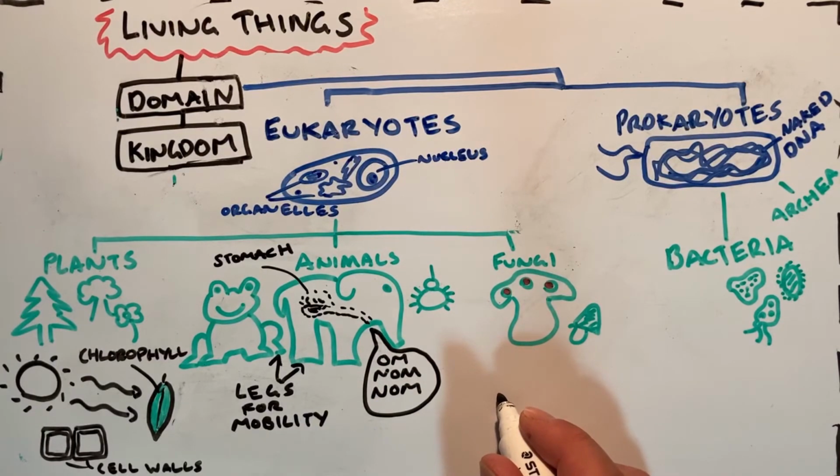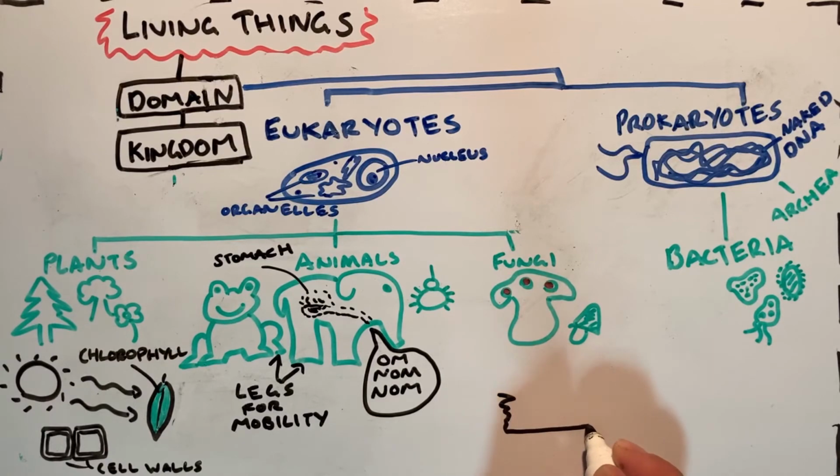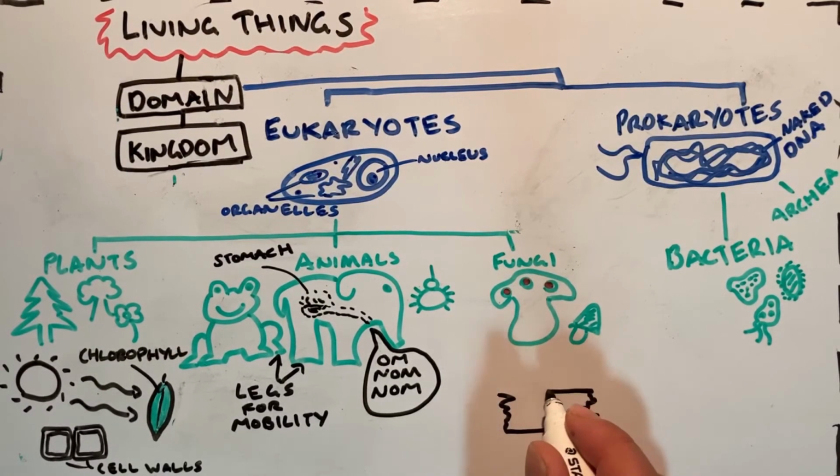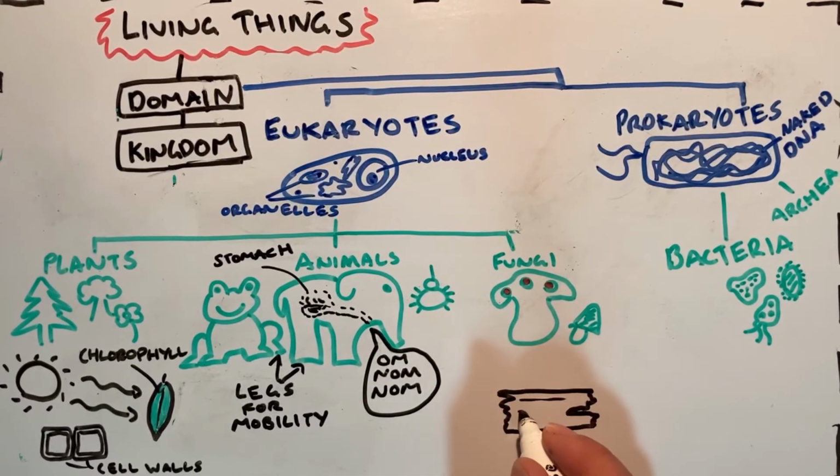Now, fungi get their food from growing on stuff and decomposing it as it goes. So it's not a plant because it doesn't make its food through photosynthesis. It's not an animal either because it doesn't actually eat its food. It decomposes it from the outside. So it doesn't have a stomach or anything like that.